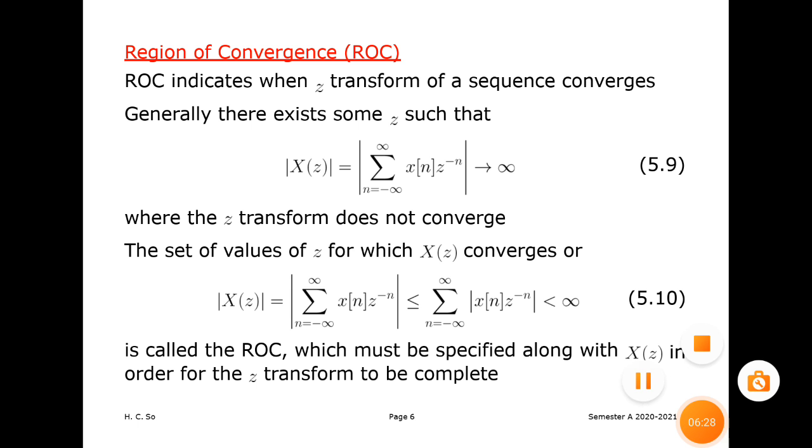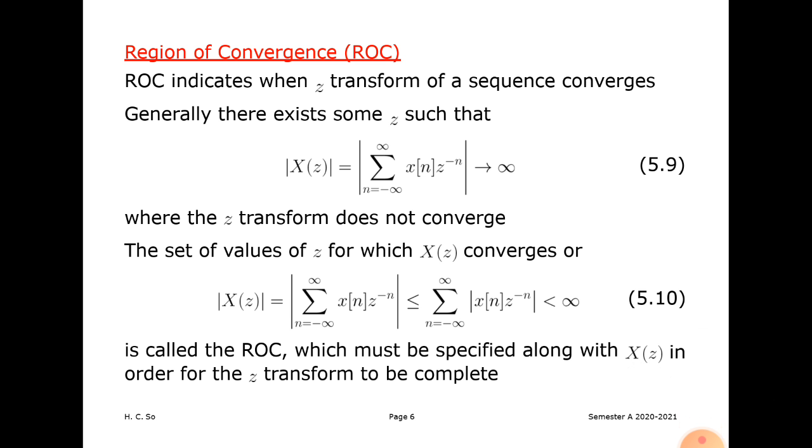And region of convergence. So what does it mean by region of convergence? ROC is the region we already studied in the Laplace transform itself. So region of convergence indicates when the Z transform of a sequence converges. Generally there exists some z such that modulus of summation n equals minus infinity to plus infinity x(n) z^{-n} tends to infinity.